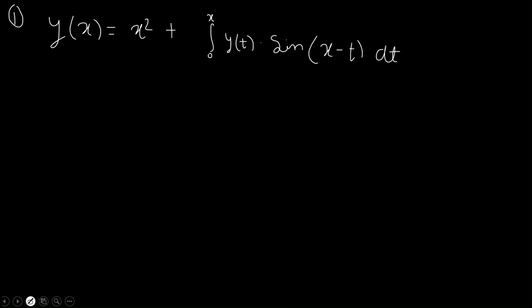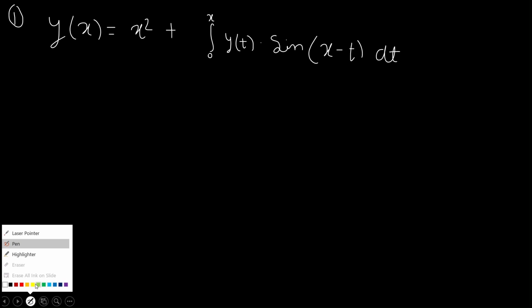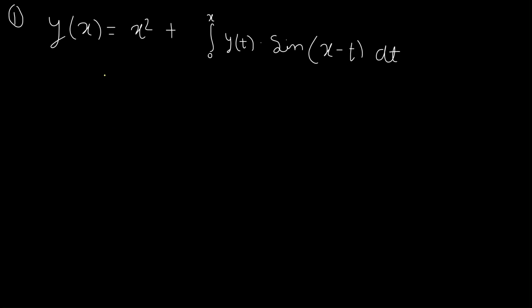So let's solve the first problem which I have taken. This is an integral equation: y of x equals x square plus the integration from 0 to x of this, which is our f of u, and this is g of t minus u, du. So the limit is in terms of this x.